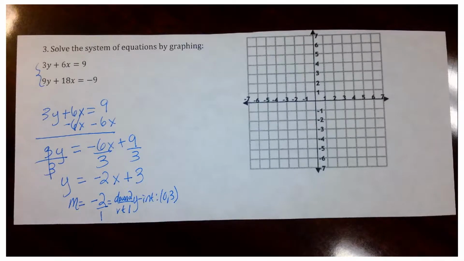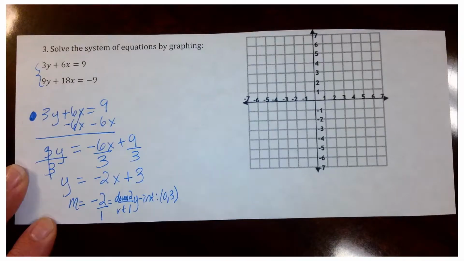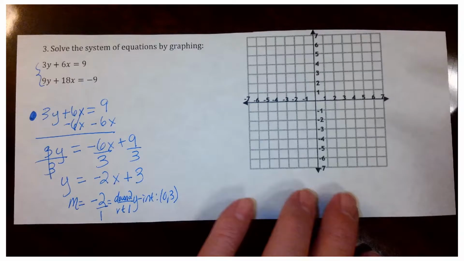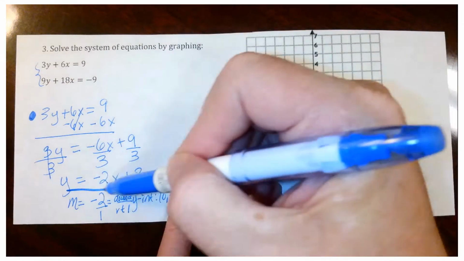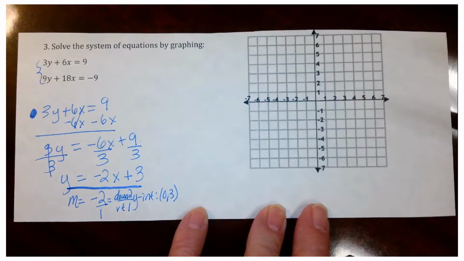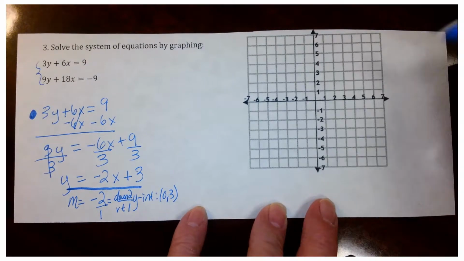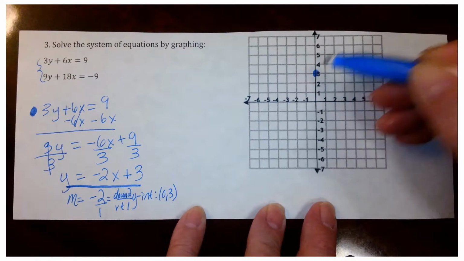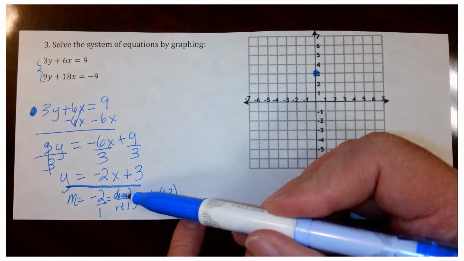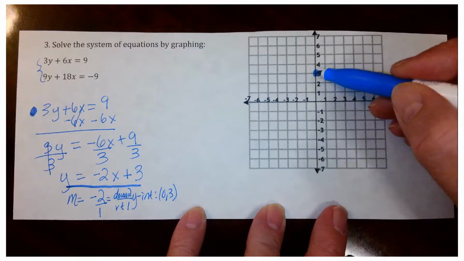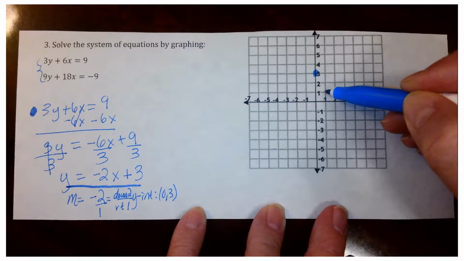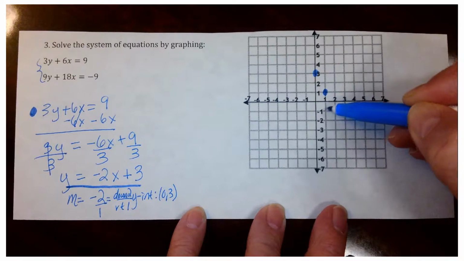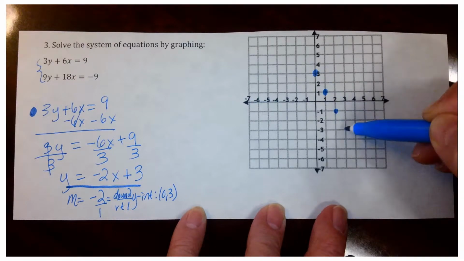So let's graph this line here with this information. So the y-intercept is (0, 3). And then we're going down 2, right 1. So down 2, 1, 2, right 1. Down 2, right 1. Down 2, right 1.